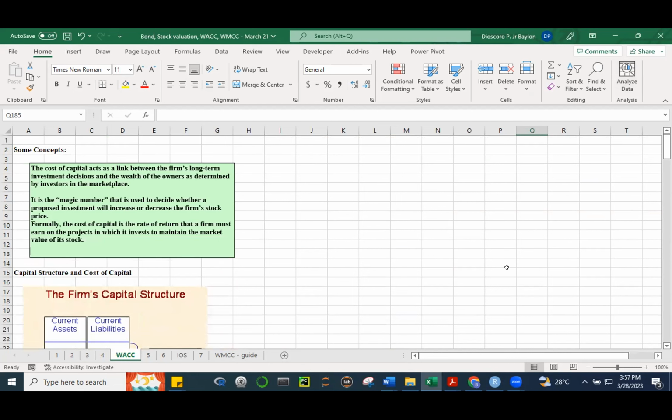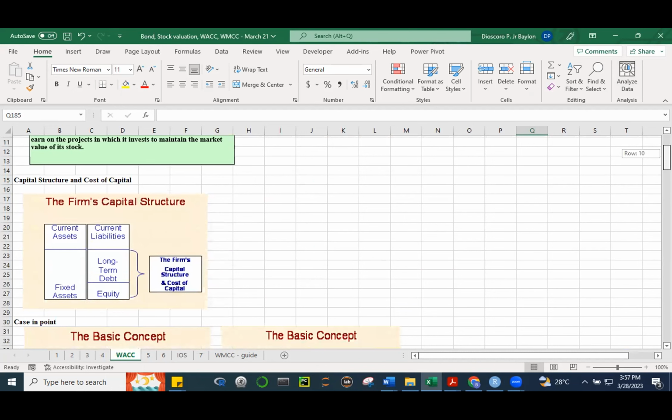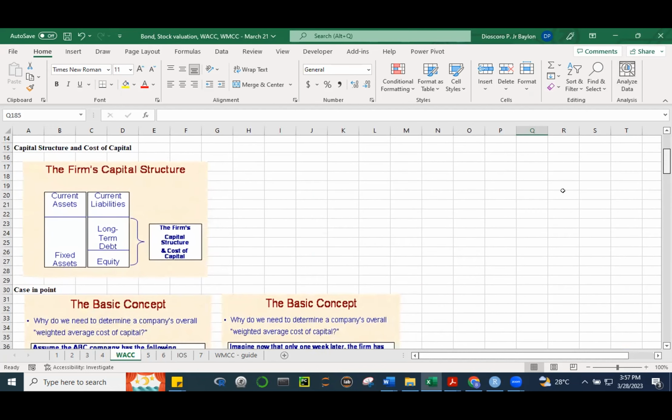Okay, how is the weighted average cost of capital computed? So let me just introduce this by taking a look at the initial explanation. Your firm's balance sheet is composed of current assets and long-term assets and fixed assets, with current liabilities and long-term debt and equity. All right. So the firm's cost of capital or capital structure revolves around this one. This is your working capital.